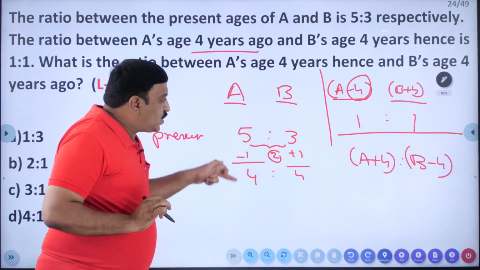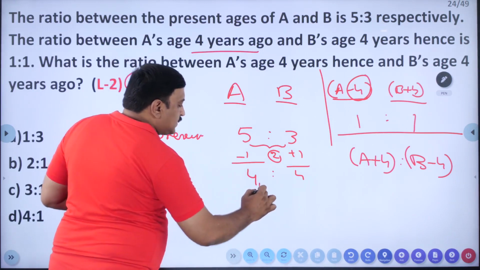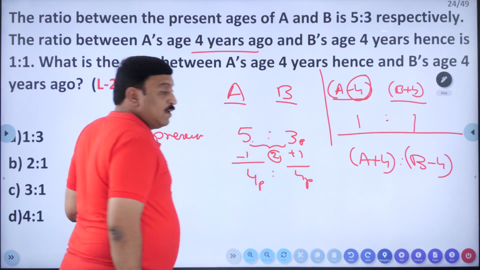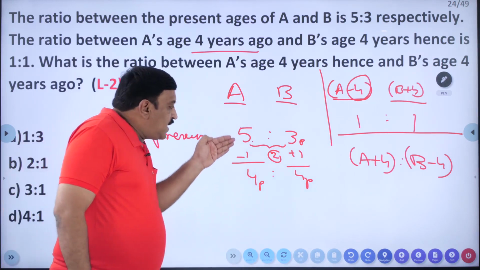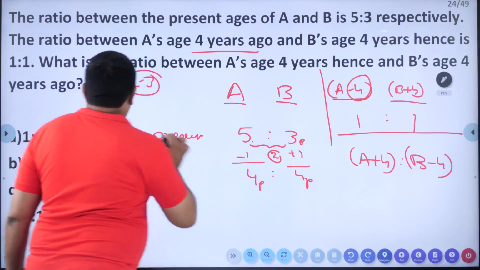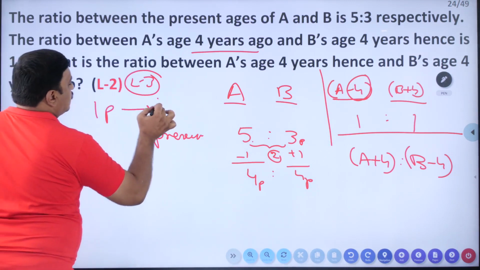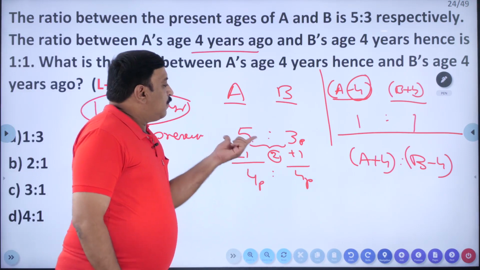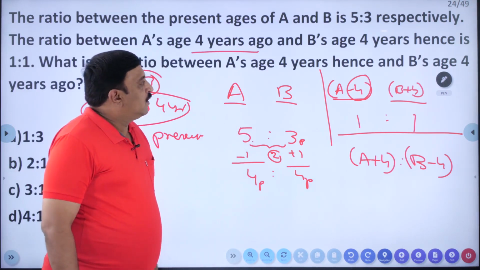Okay. These are ratio parts. So these are parts. These are all parts. Years means this one, so one part of the ratio. So one part is equivalent to how many years? 4 years. And at present it is 5:3.